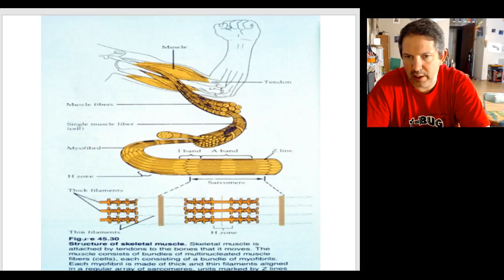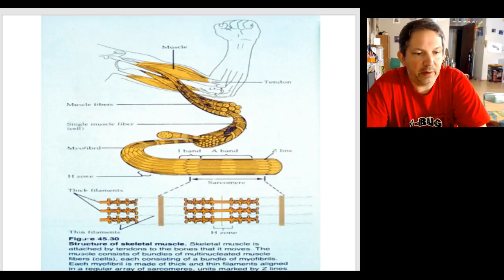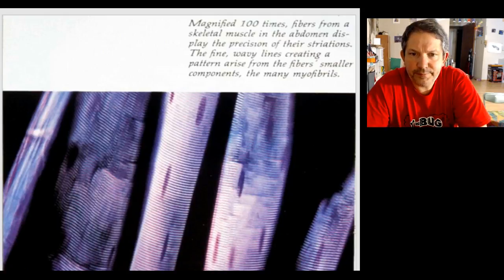It's going to slide along there. So this little region and this little region are going to get narrower for every single sarcomere. Sarcomere, that's the right word. Little unit of contraction.